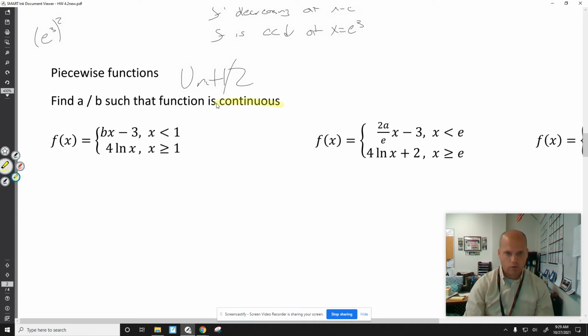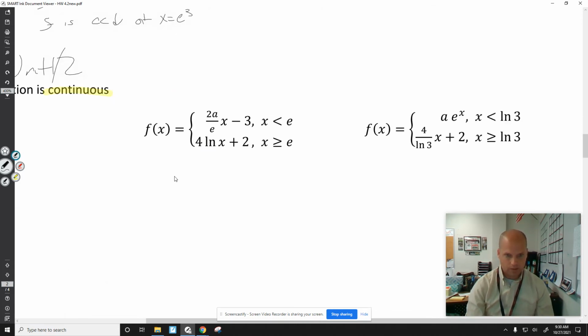So the first three questions are about continuity. If you remember, it's just making sure the pieces meet up, making sure the first piece, when I plug in 1, meets up with the second piece at 1. It's like doing the limit: if I'm plugging in 0.9999, I'm going to approach the value where this is at 1. So I just plug in 1. You plug in 1 for x, you get b minus 3. You plug in 1 for x, you get 4 log 1. You need to know the natural log of 1 is 0. So I get b minus 3 equals 0. b has to equal 3. That's easy.